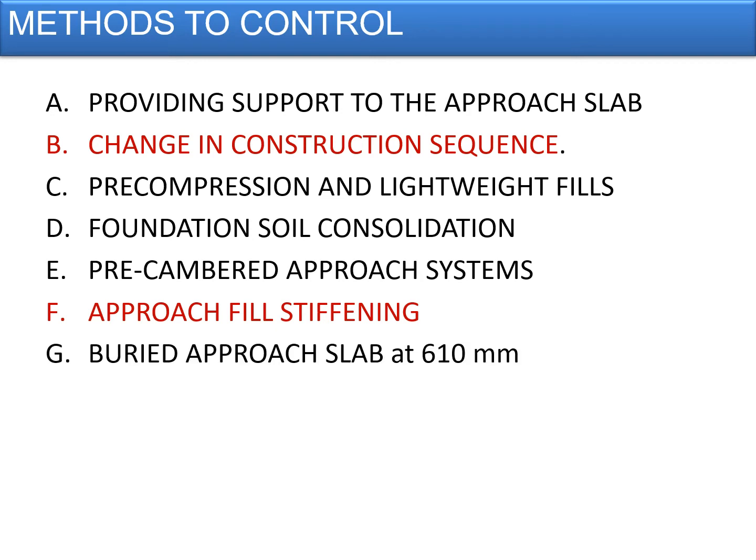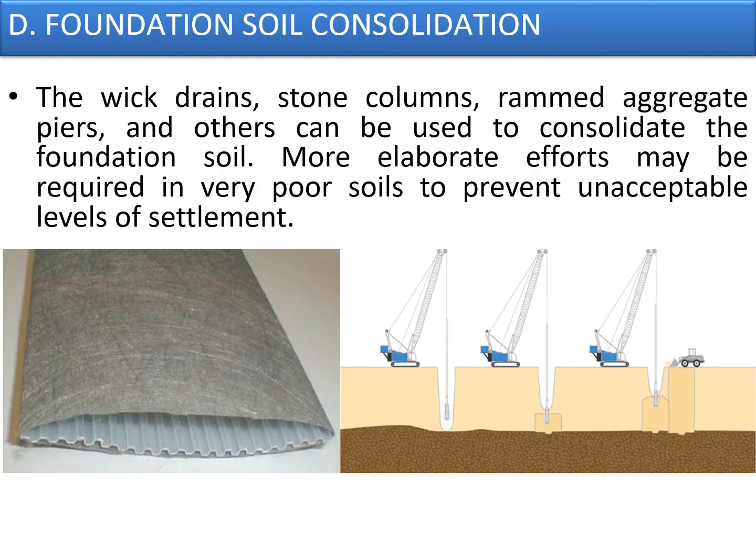After that, in the next modules, we will be talking about a buried approach slab at 610 millimeters depth from the top of the deck slab, and the impact of preformed grout holes on the settlement of the approach slabs. So to start with foundation soil consolidation, wick drains, stone columns, rammed aggregate piers and others can be used to consolidate the foundation soils. More elaborate efforts may be required in very poor soil to prevent unacceptable levels of settlement.